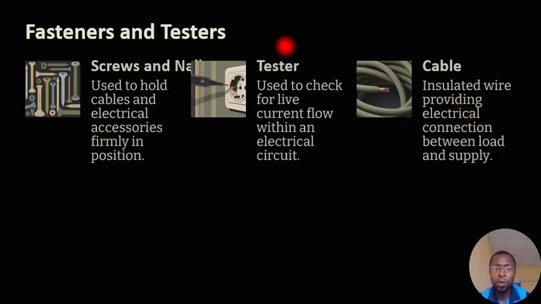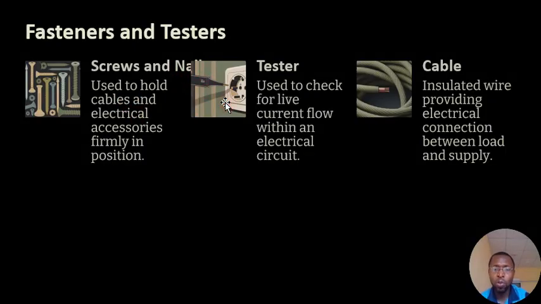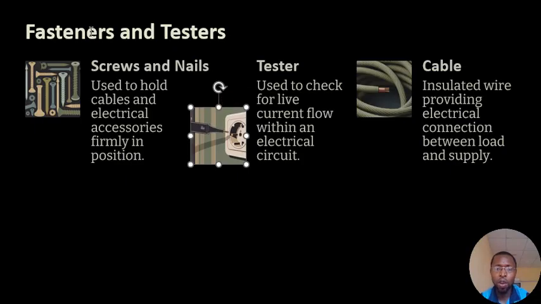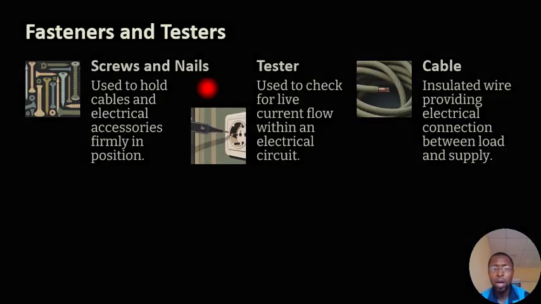We also have another one that is screws. The screws are what we use the screwdriver for. We use the screwdriver to drive screws into the wall, just to hold cables too. And while we use the hammer to drive in nails, we use the screwdriver to drive in screws. That's the difference between the nails and the screws. So the nails are driven by the hammer, while the screws are driven by the screwdriver.